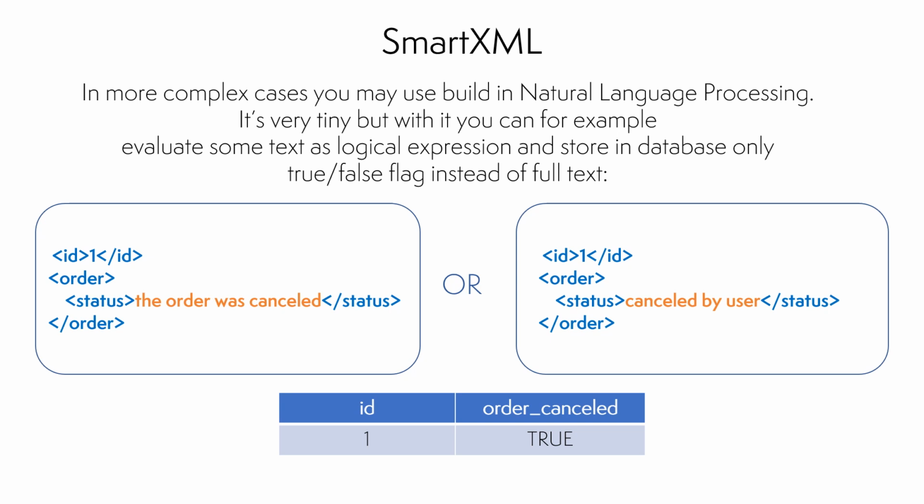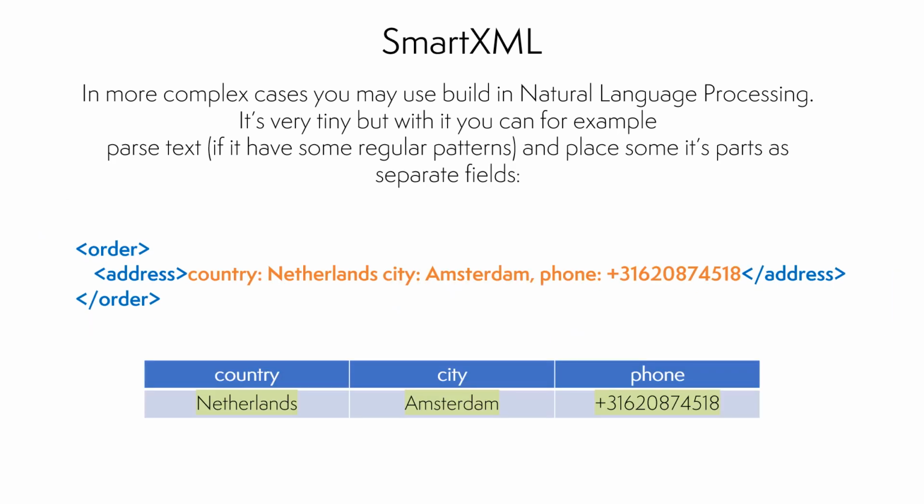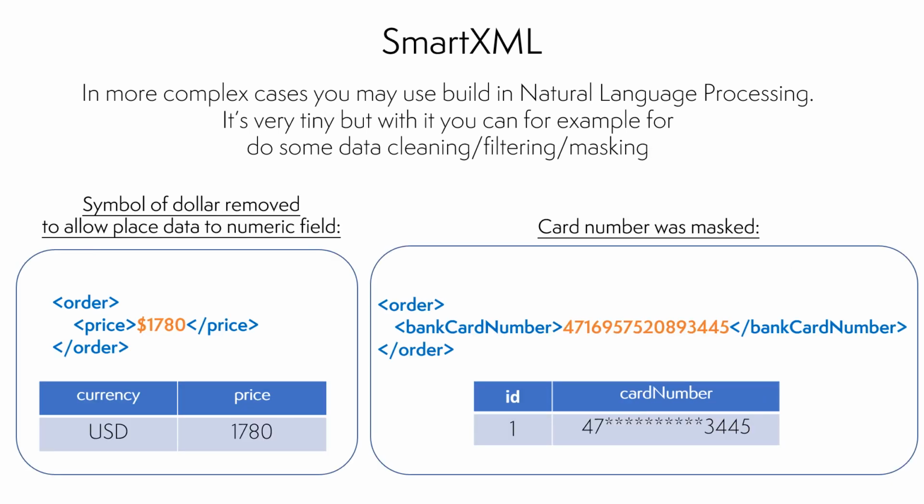A big advantage of SmartXML is that its built-in NLP engine rule system can be extended by using large language models such as GPT. You can ask the bot to generate a specific parse rule instead of writing it yourself. For example, if a text string has some regular patterns, you can extract data from it and place them as separate columns. You can think of dozens of use cases for the built-in NLP engine, ranging from trivial data partitioning by columns to data cleaning and masking.